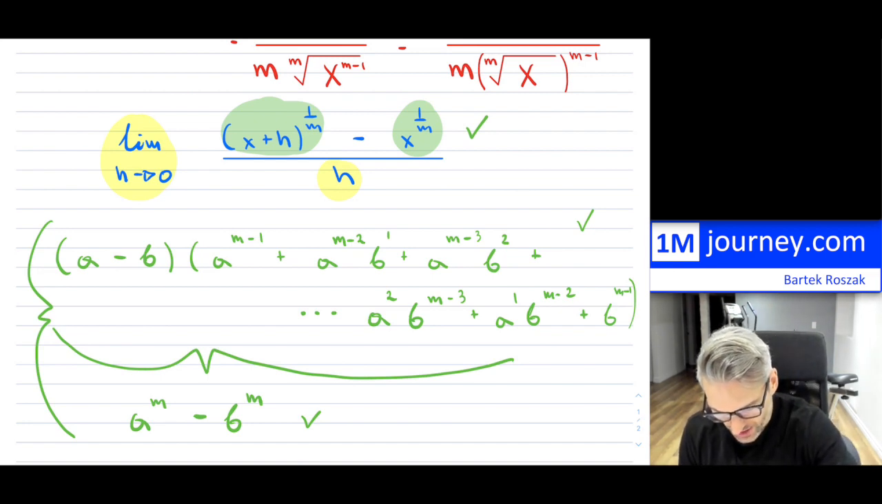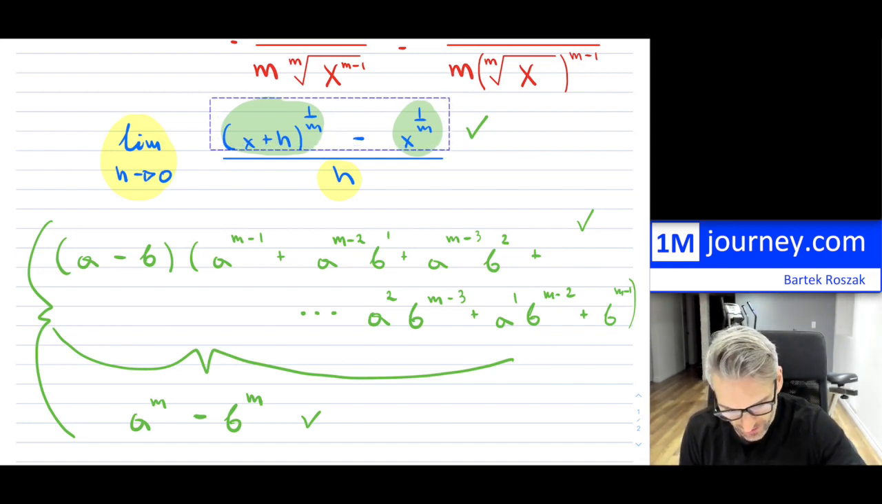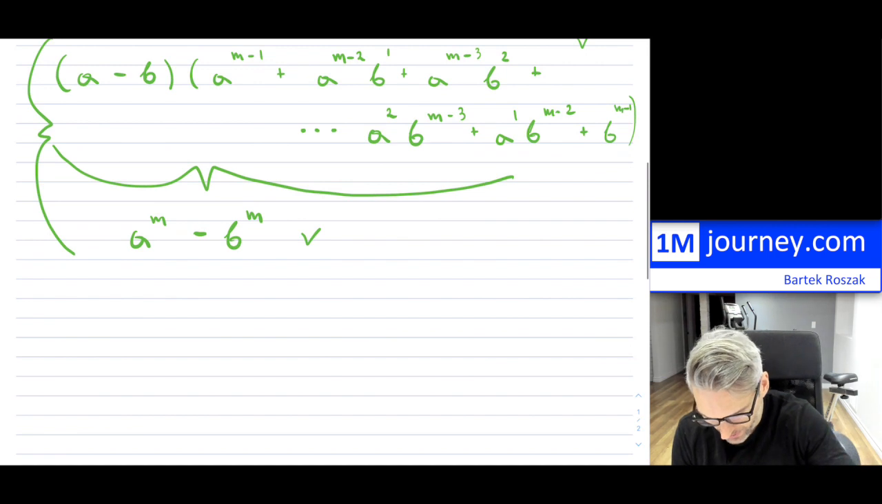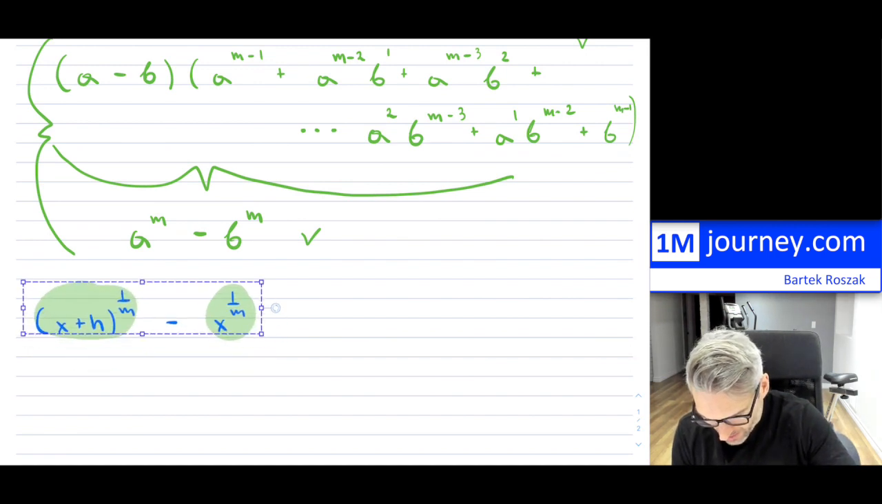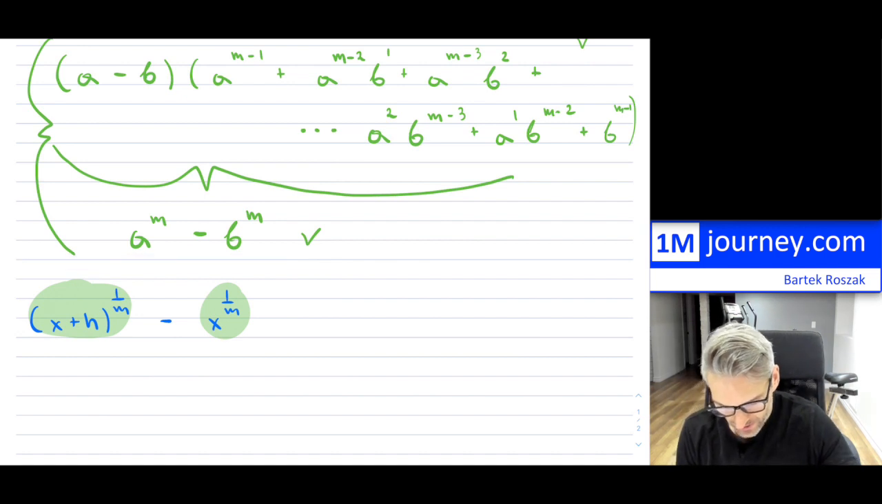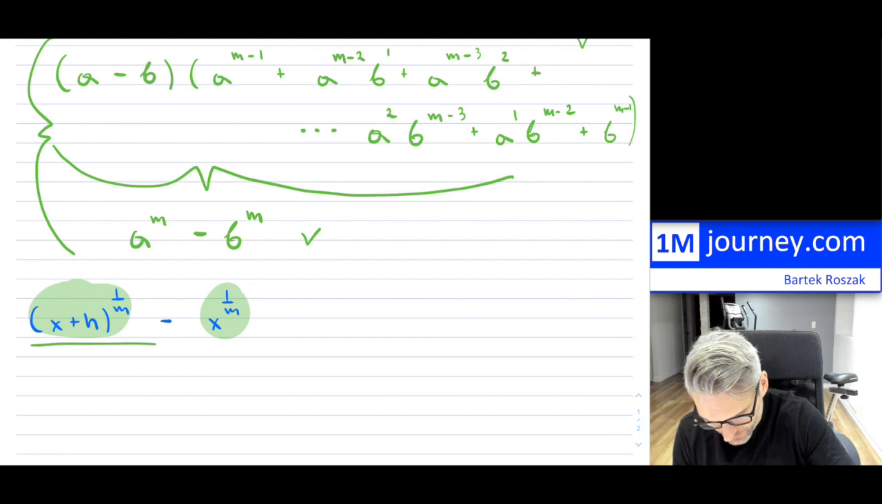Now that I've given away that I'm going to be using this trick, let me copy this, bring it down, and paste it within here. I just want to show you what's going to happen to this. I'm going to multiply this entire thing, which, of course, is over h.